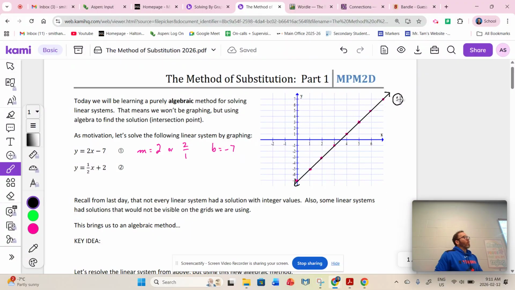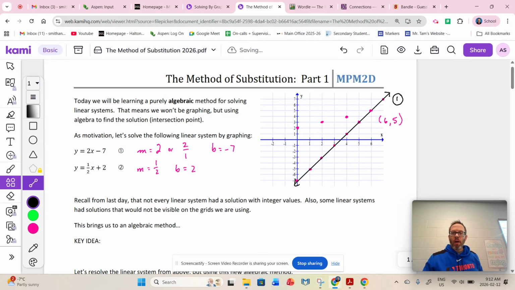Did this one work out to a nice point? I don't know. Let me play catch up here. So this second line has a slope of 1/2 and a y-intercept of 2. So up 1/2, up 1/2. Okay, nice. Yeah, another one in the books where we have a nice common intersection point. Whole numbers, easy to read off at 6.5.